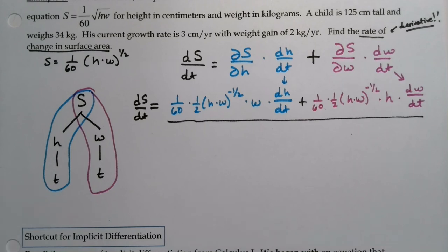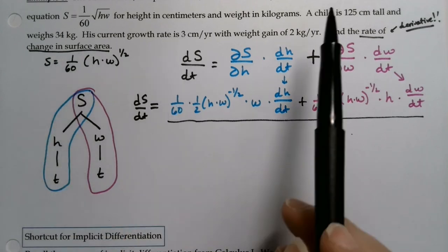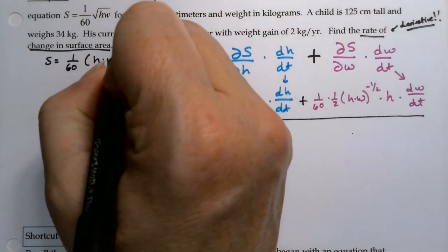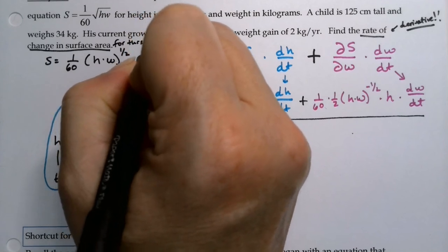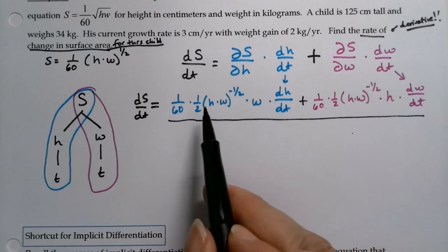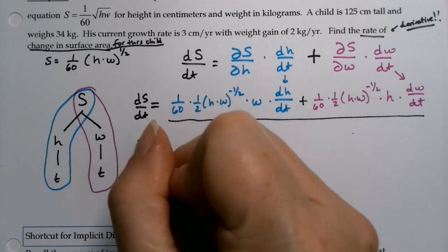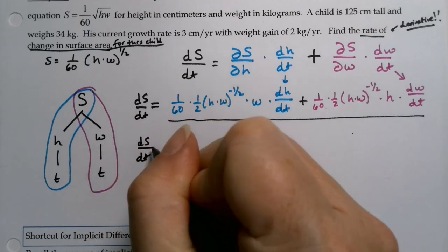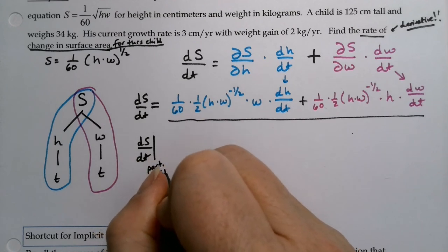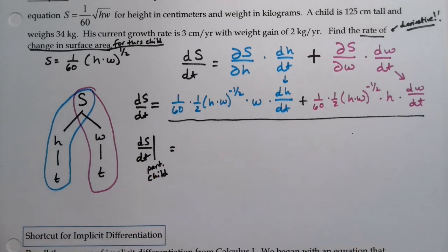But what they did ask us to do was to find the rate of change in surface area, and they're talking about this child. So it's sort of implied for this child. So I'm just going to say for this child right here. Because the rate of change of the surface area is right here. It's this big formula I just came up with. But if I want the rate of change for this particular child, then I'm going to substitute in all the values I know.